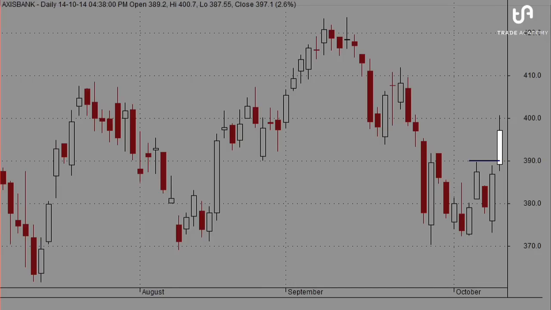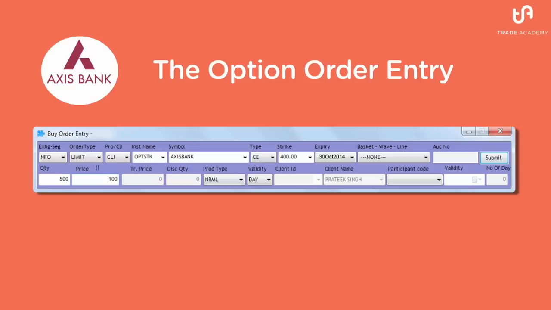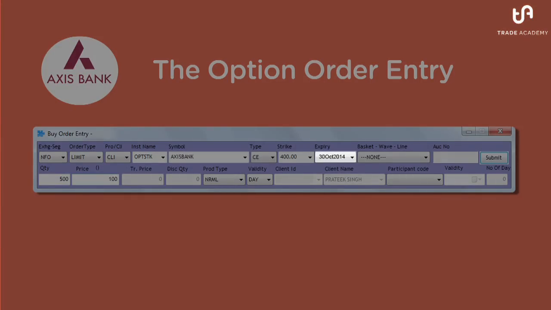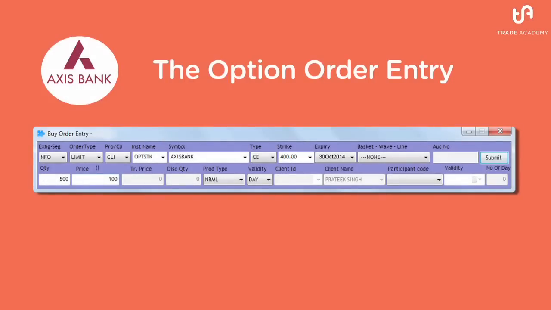A swing high cross, as we've seen in the previous lesson, means we have a very high probability of the market going up. We can now buy Axis Bank call options. Your order will look something like this. The symbol is Axis Bank. You will buy the current month contract. You'll obviously buy a call option since you're bullish, and the strike price. Your strike price will always be at the money.